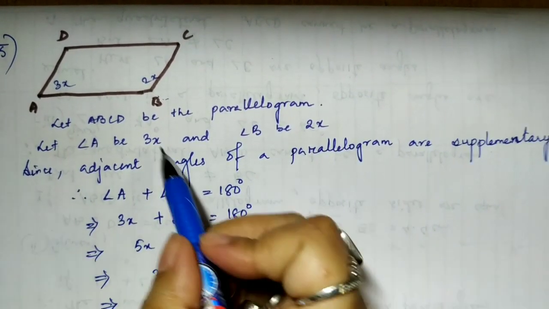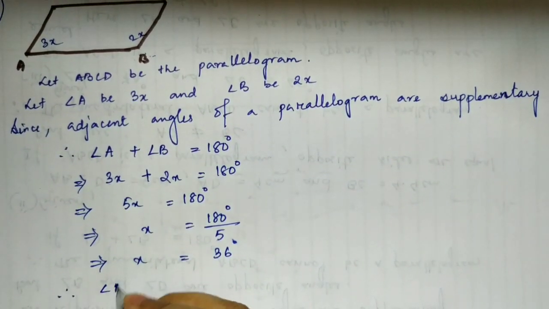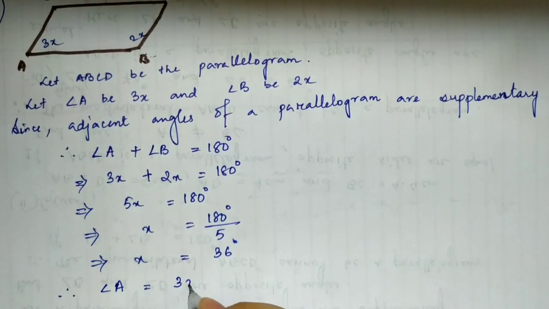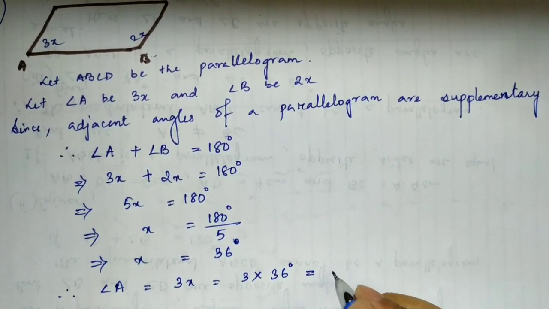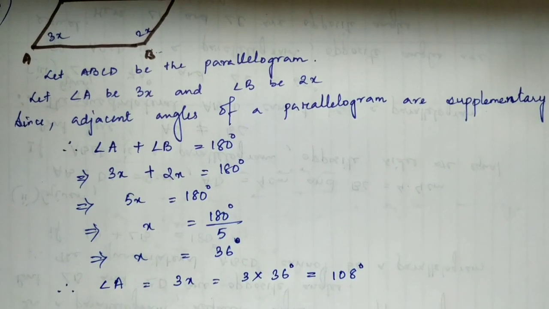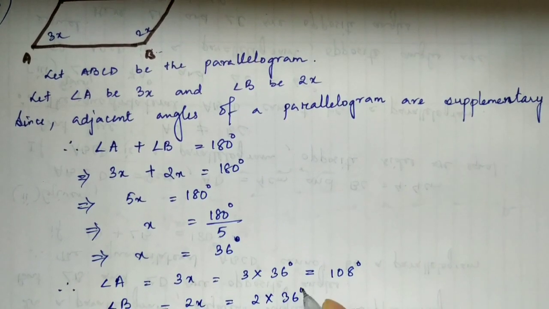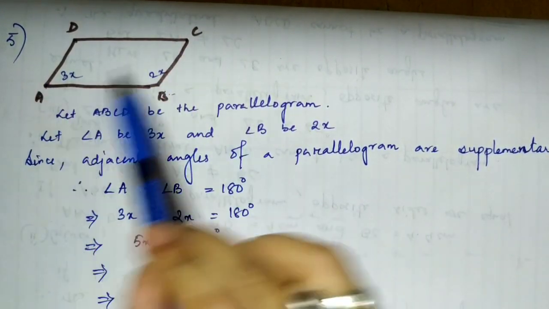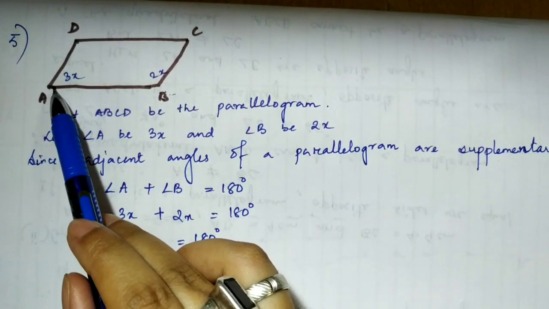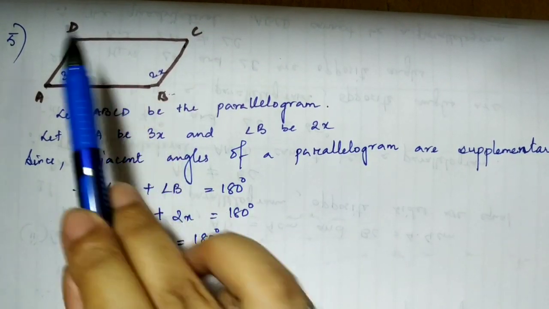Now if I have x, I can find angle A. Therefore angle A will be equal to how much? I have taken it as 3x. So 3 into 36 degrees, please give the degree sign properly, will be equal to 108 degrees. And what will angle B be equal to? Angle B is equal to 2x. So 2 into 36 degrees, that is equal to 72 degrees. So I have got these two angles. I need to find the measure of all the angles. Now in a parallelogram, opposite angles are what? They are equal. So if this is 108 degrees, obviously this will also be 108, and if this is 72, this will also be 72.